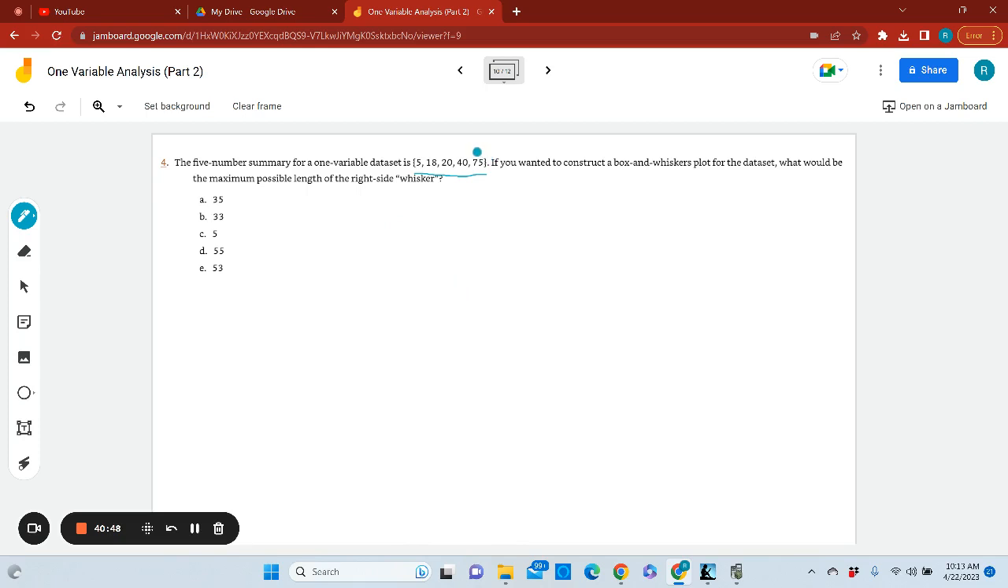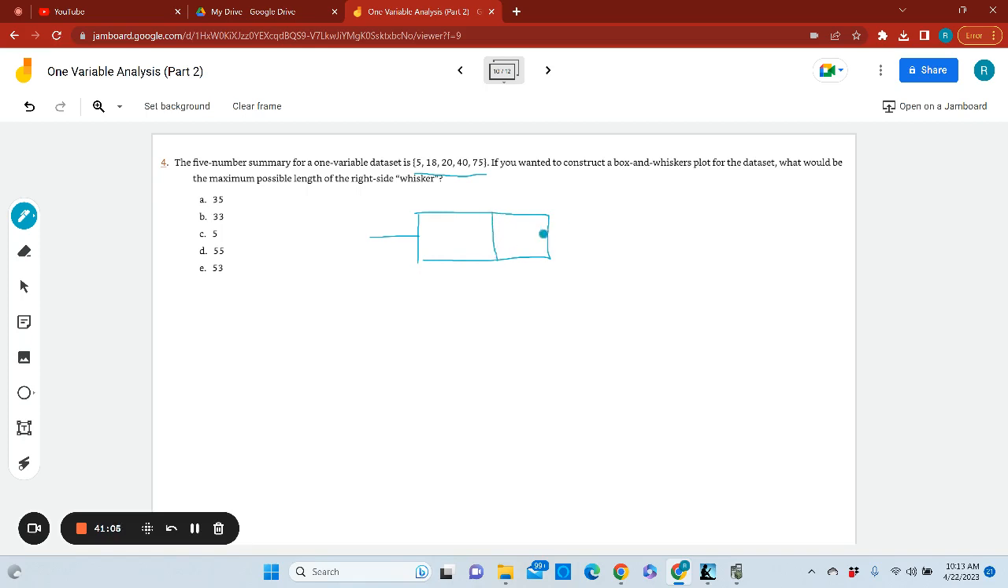Potentially, we want to just double check that this is not an outlier, okay, before we go any further, right? Before we draw the box plot, we need to make sure that, so first of all, let's draw a box and whisker plot, right?